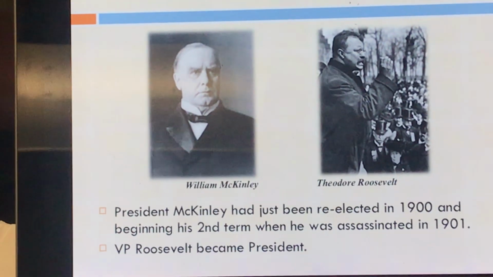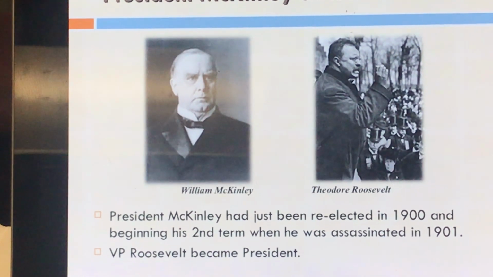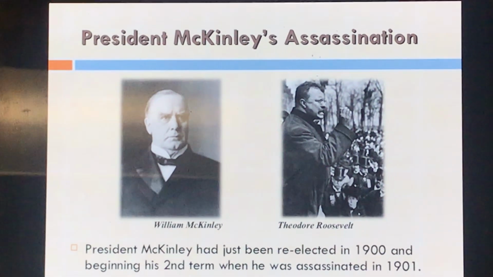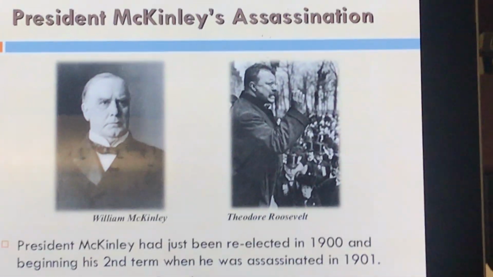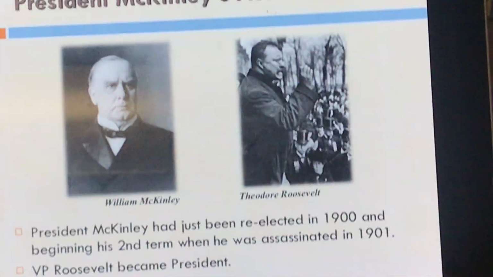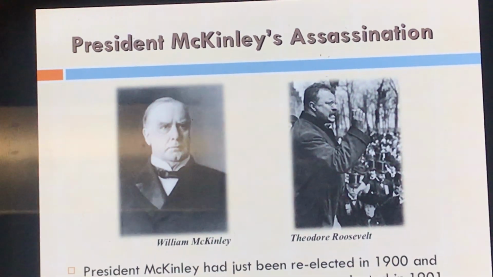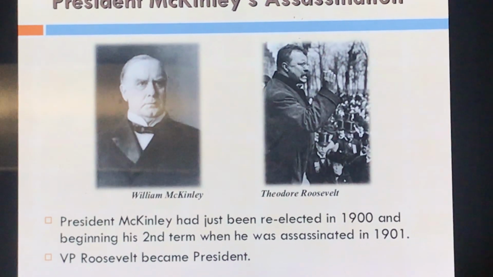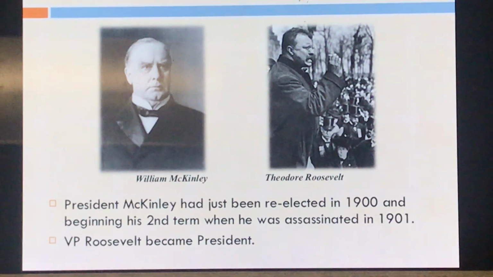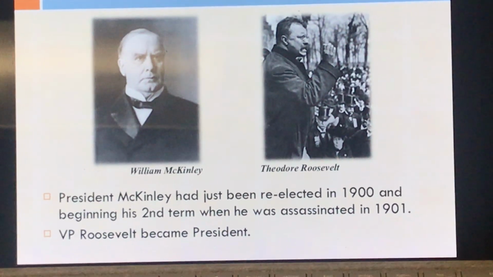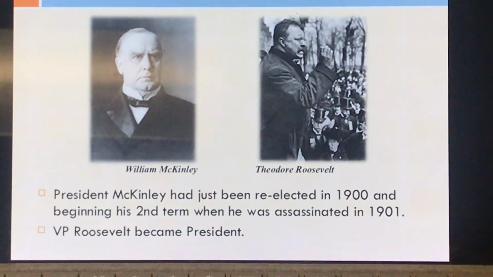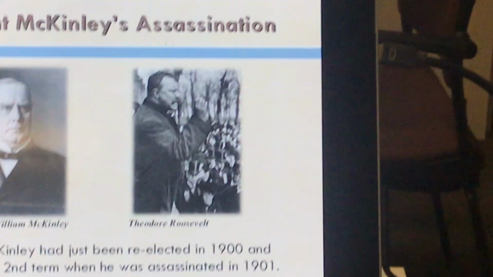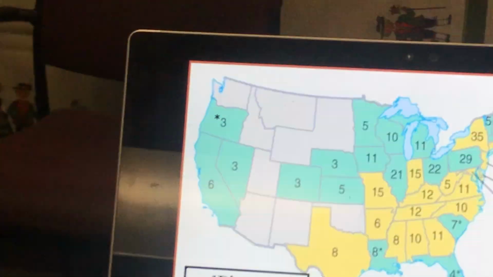We had another assassination during the Gilded Age, right at the end of the Gilded Age, and that was of President McKinley. The technology I was planning on using did not work, and for some reason this is wanting to act up on me now too. But President McKinley had been elected president. He'd been reelected actually in 1900 and was starting his second term, but he was assassinated in 1901. His vice president was Teddy Roosevelt. So obviously Teddy Roosevelt is going to become the president.